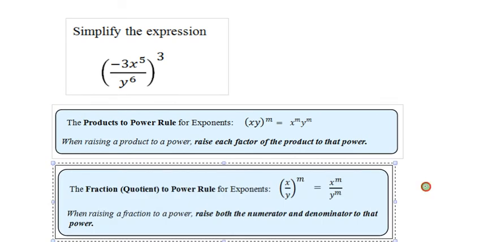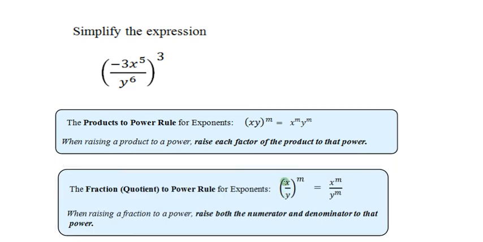And the other one is similar to it. It's a quotient or a fraction to a power. So again, you take whatever's inside the parentheses and raise those two things to this exponent. In this case, the numerator gets raised to the m power and the denominator gets raised to the m power. So the product and the quotient rules are what we're going to use to simplify this.